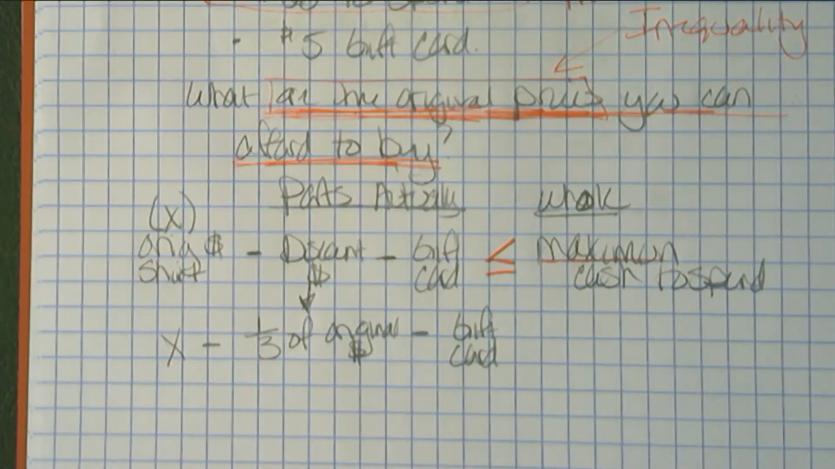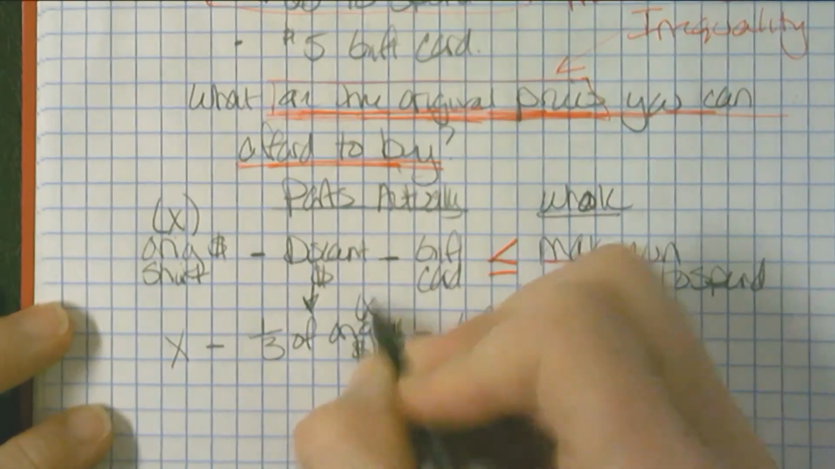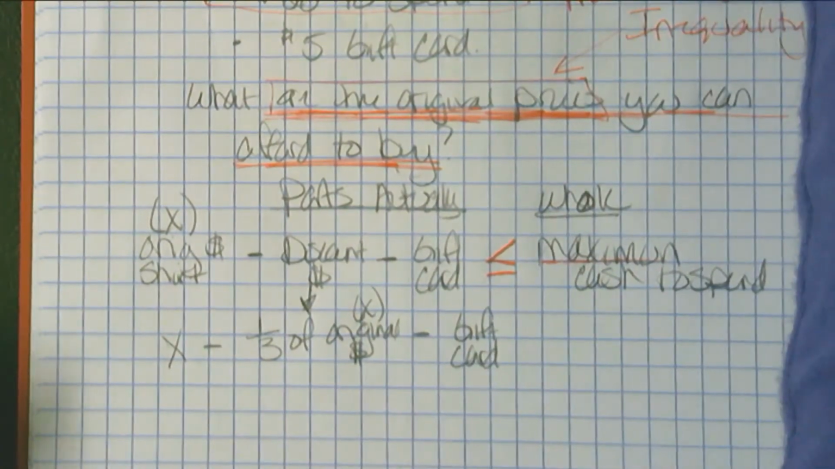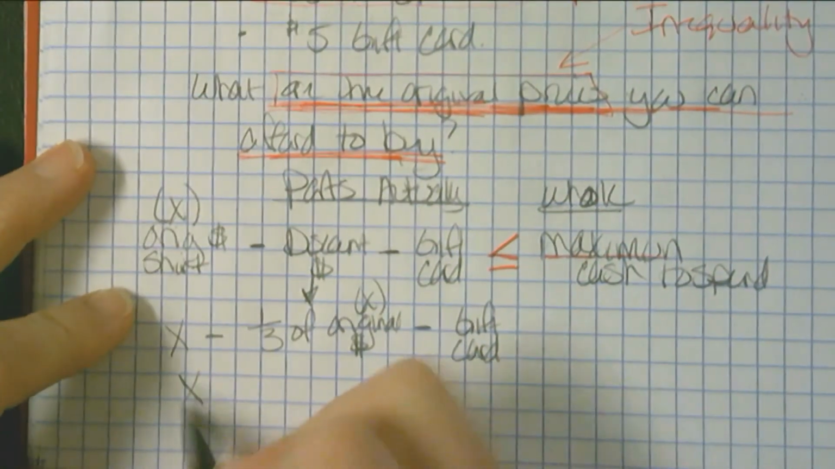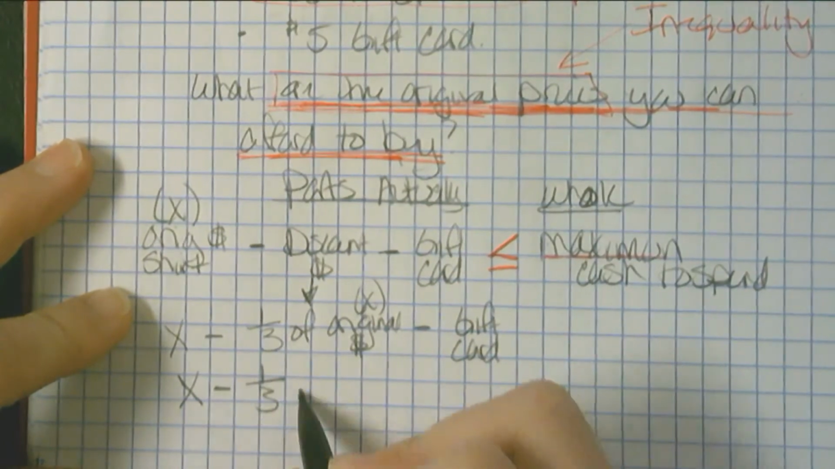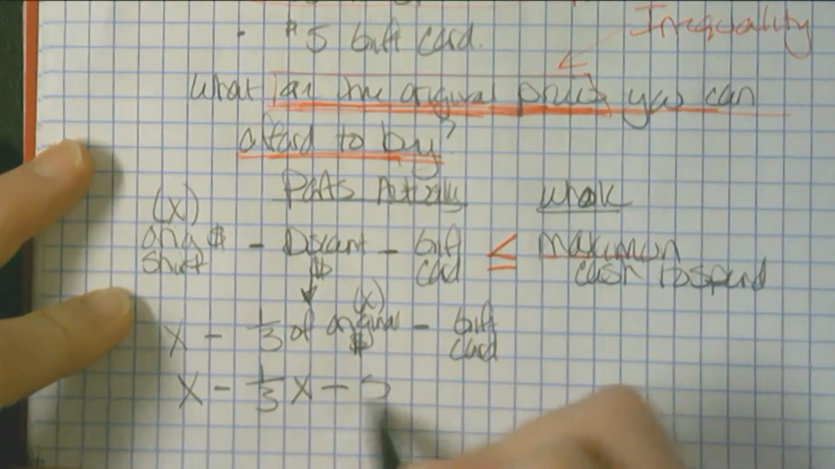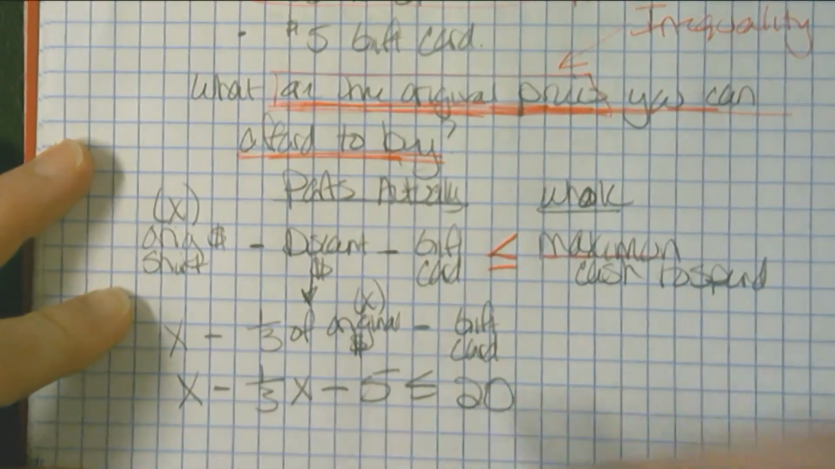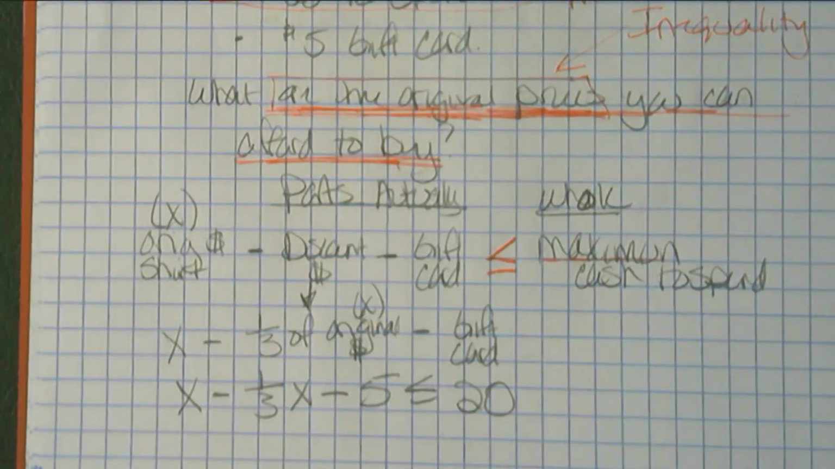What does of mean when we have a fraction of? Addison? A multiplication. So there is our original price again. There's our X again. So here we have X minus 1/3 times X minus 5 is less than or equal to 20. Danny, do you have a question or are you answering something? Okay. How many of you guys are cool with this?